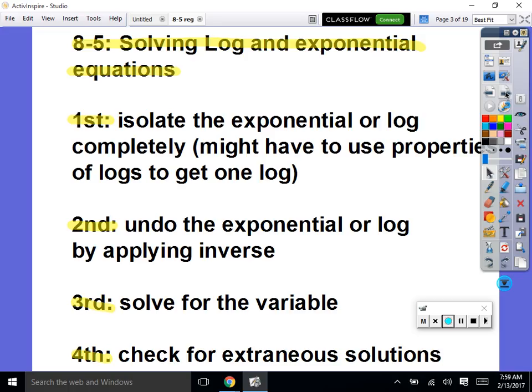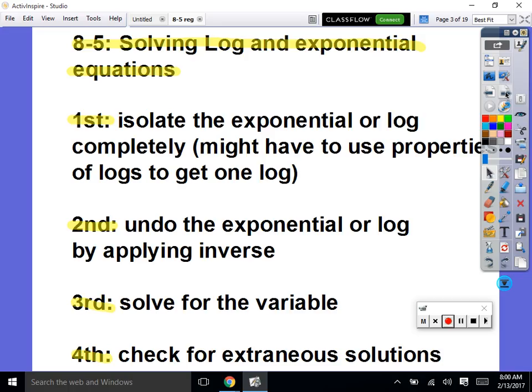So first, what we're going to do when we're solving a log or an exponential equation is isolate the exponential, get it all by itself, or isolate the log. When I say isolate the exponential, what I mean is isolate the exponential base completely. Get it all by itself. Or get the log all by itself. Now, if we have multiple logs, we might have to use properties of logarithms to combine them so that we only have one log. That's our goal.